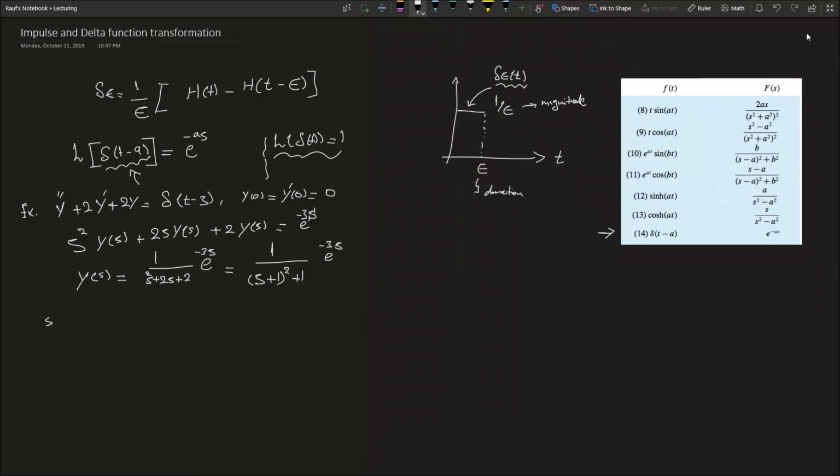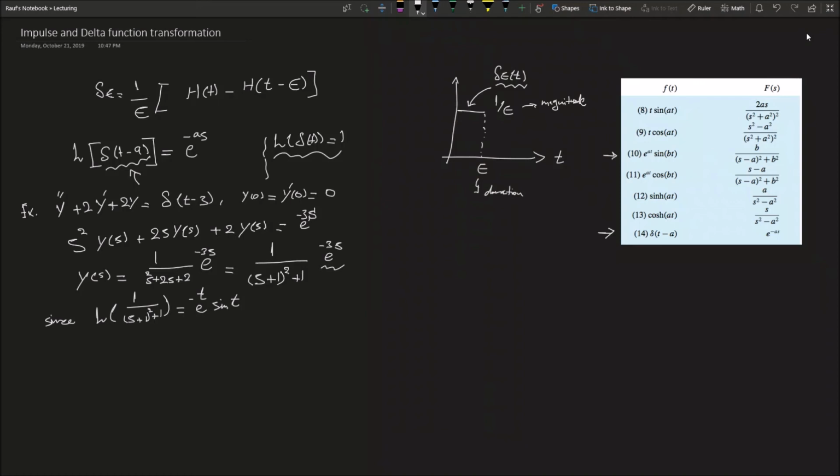Something to mention: the inverse Laplace transformation of 1 over (s plus 1) squared plus 1 alone, without the Dirac transformation term, without this term, equals e to the power of minus t multiplied by sine t. That can be found in the table. Just follow this general form here.